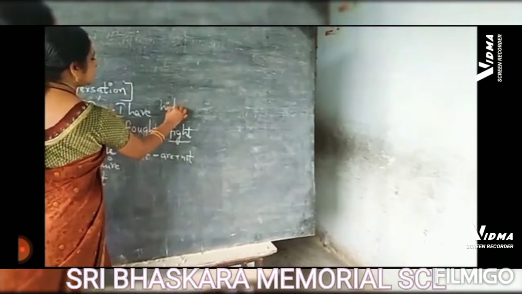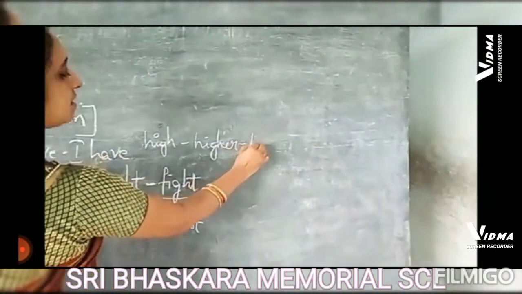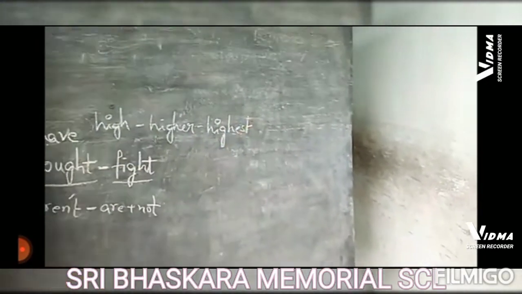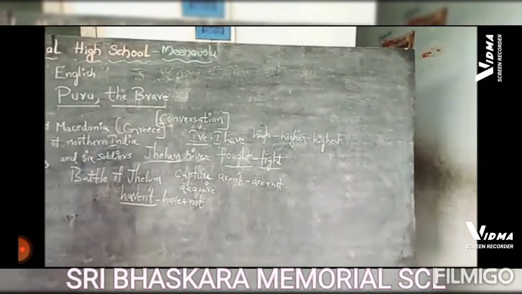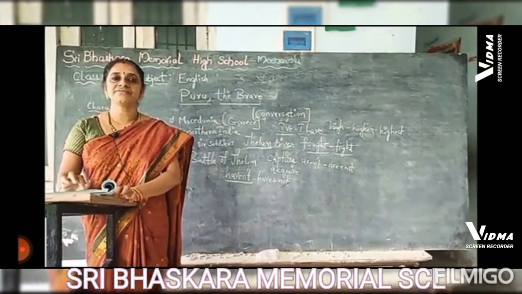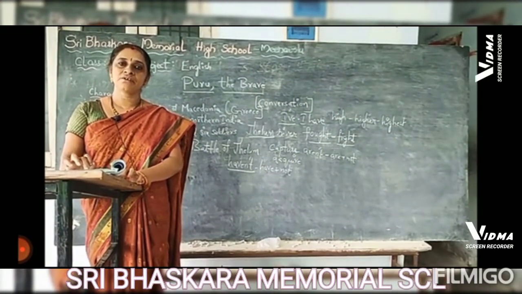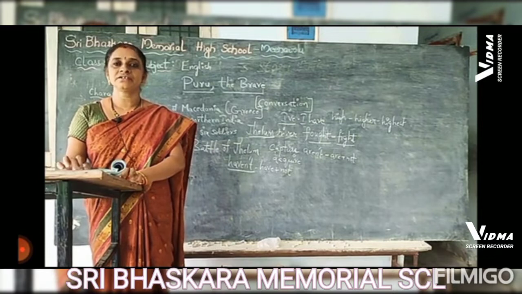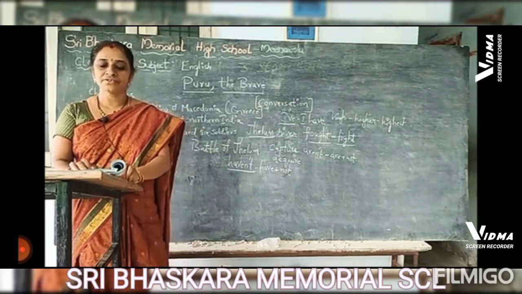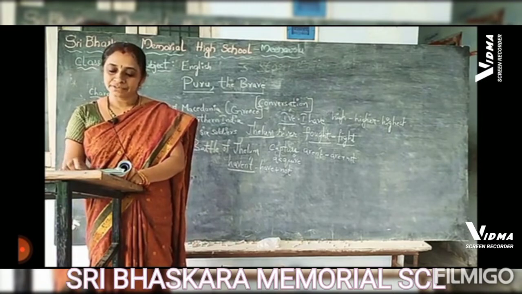High. The three forms of the word high are high, higher, and highest. Look children, you have to learn grammar also. Whenever you see a word, observe clearly in which form it is, what is the meaning of that word, and what is the opposite of that word. All that we have to read along with the grammar. After completion of the lesson, all of you read the lesson one time, each and every sentence. Okay.